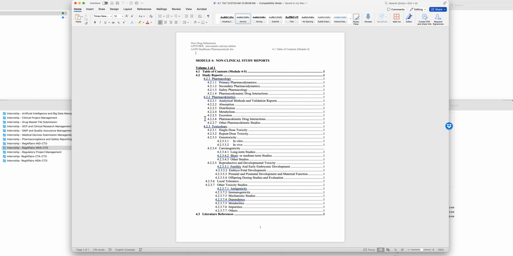Then in module 4226, we are going again to look into the pharmacokinetics and drug interactions. Why? That's because, as you know very well in pharmacology, we also have the effect of other drugs on the effect of our drug. We may have some competition for some receptors.